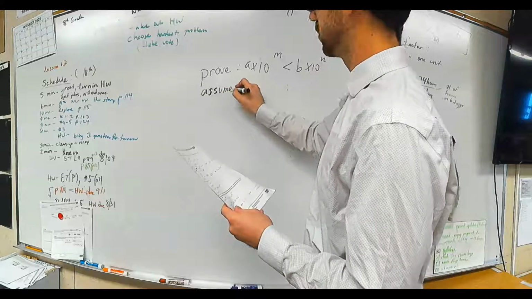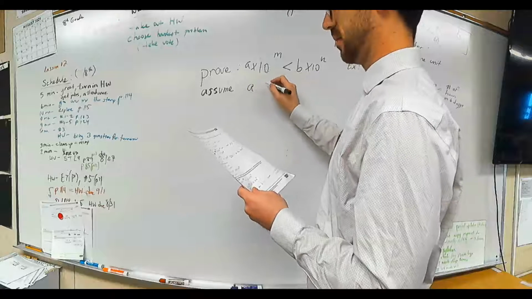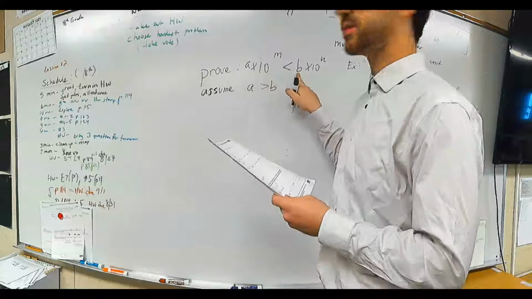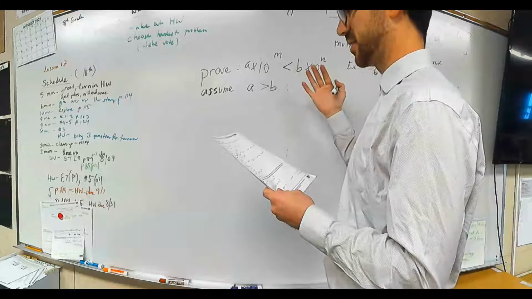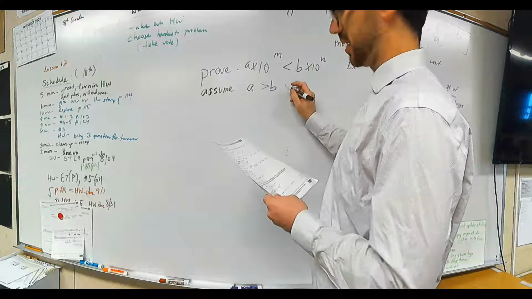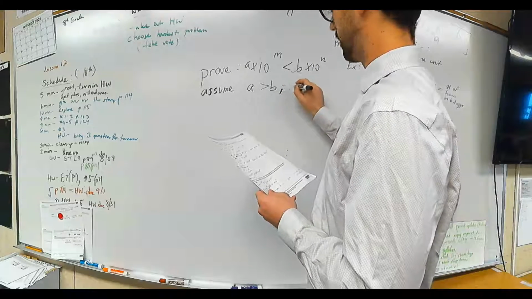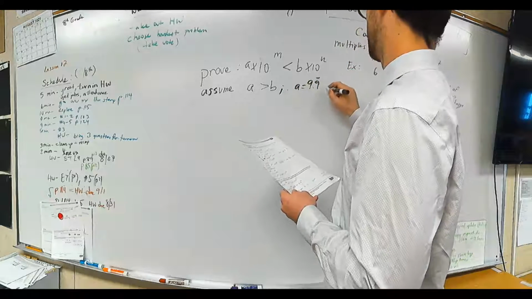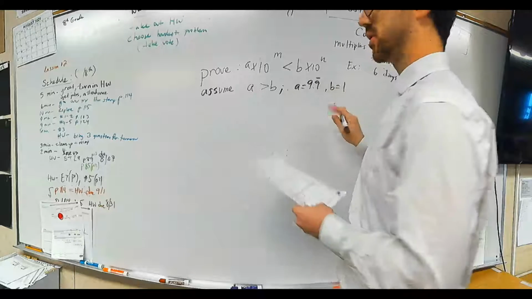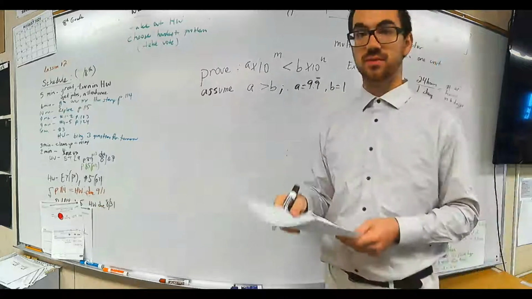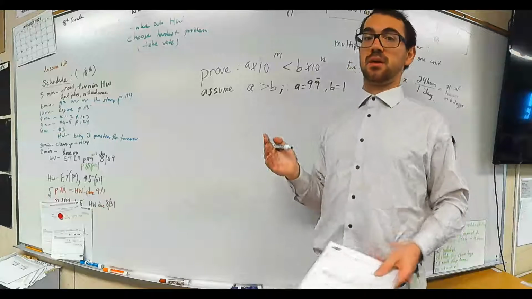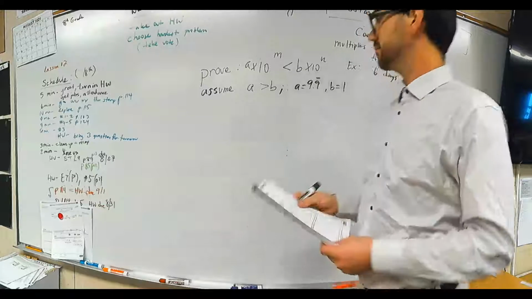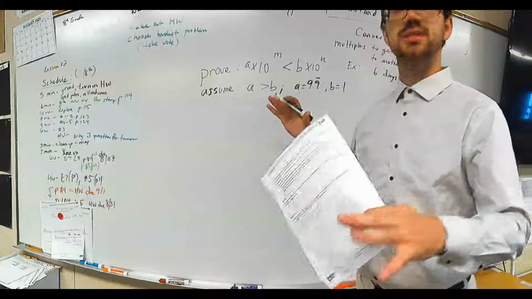Assume that A is greater than B, right? We're going to assume that A is greater than B. In fact, we're going to look at the craziest example, that A is equal to 9.9 with a repeating decimal over it, and B is equal to 1. So B is the smallest case, A is the largest case, right? Remember, A and B cannot be greater than or equal to 10, and they can't be less than 1. So these are the craziest cases.